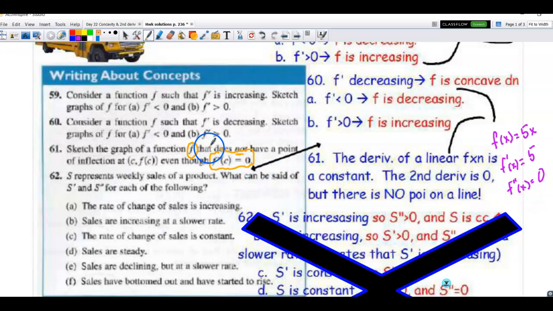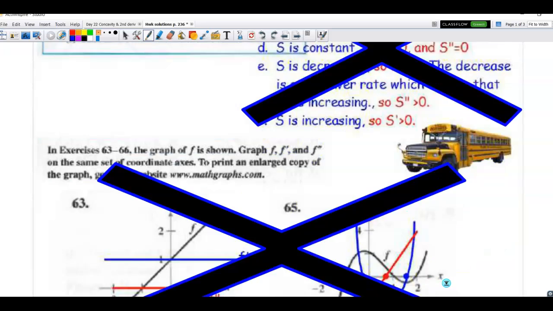So that meets the criteria that they asked me to deal with over here, that the second derivative is 0, but I don't end up with a point of inflection, because if I graph the line y equal to 5x, it might look something like this. So there's a linear function. The second derivative of that linear function is always 0. There's no point of inflection because there is no concavity change. In fact, this line does not have any concavity. So that's what I chose for number 61. You might have gotten creative and thought of something else, but you can certainly ask me about that in class.